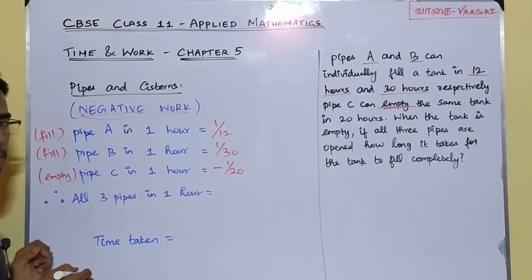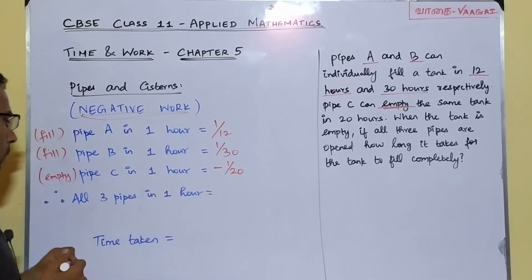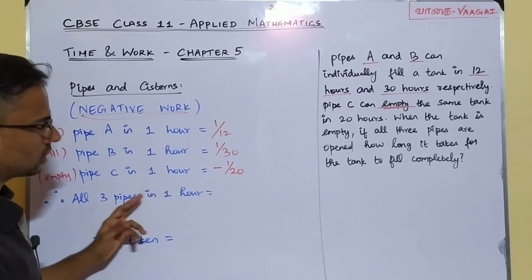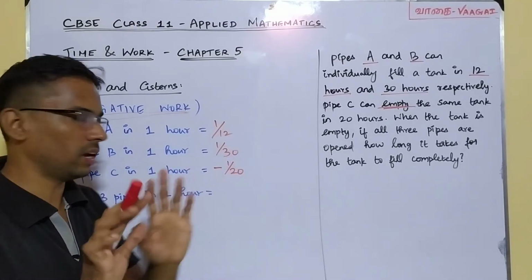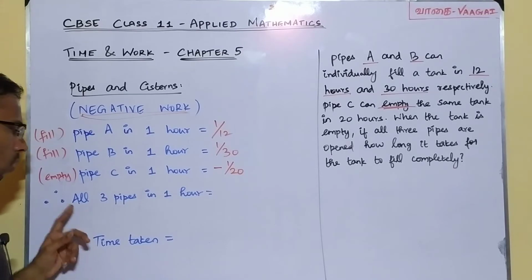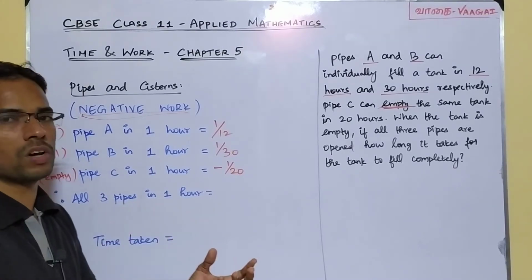So filling pipes are positive workers. But pipe C here is an emptying pipe. So that's the reason we are making it negative. We are putting a minus 1/20. Fine, everything is okay. So therefore, all 3 pipes will do how much of the work in 1 hour?